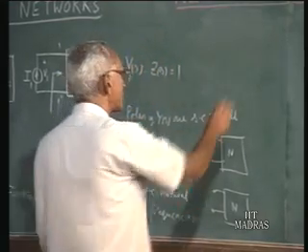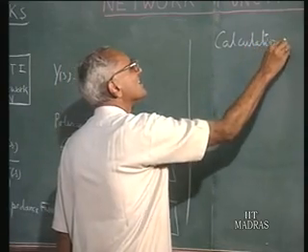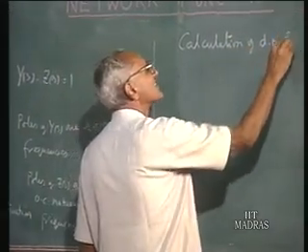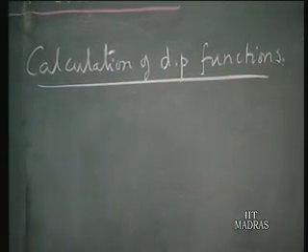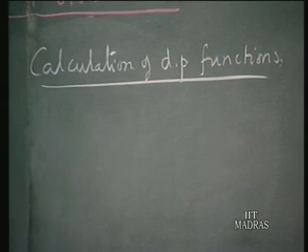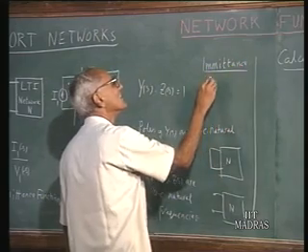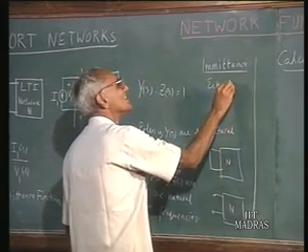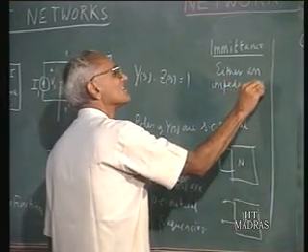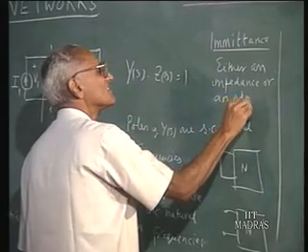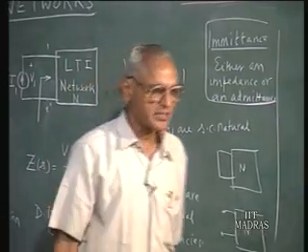So, calculation of driving point functions, admittances or impedances as the case may be. By the way, a general name for impedance or admittance is immittance. Some people use this. Immittance means either an impedance or an admittance. So a driving point function is an immittance, either an impedance or an admittance.